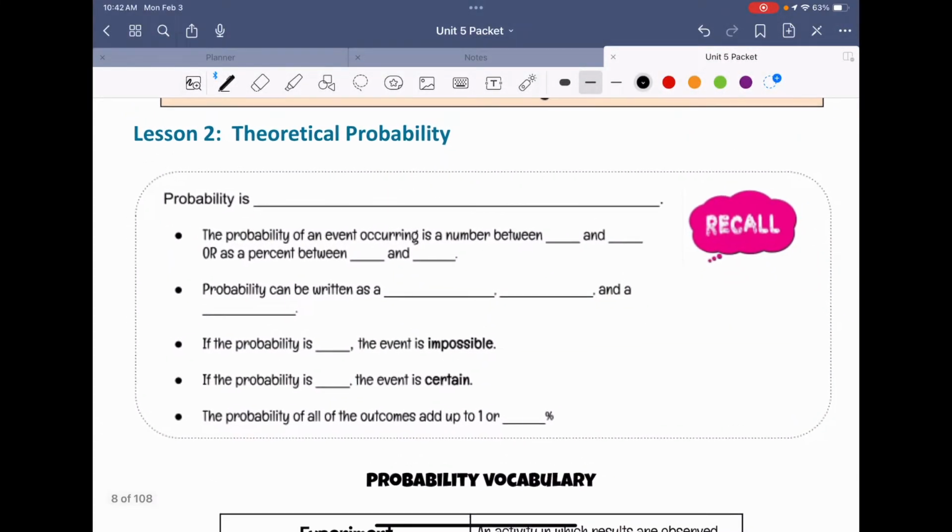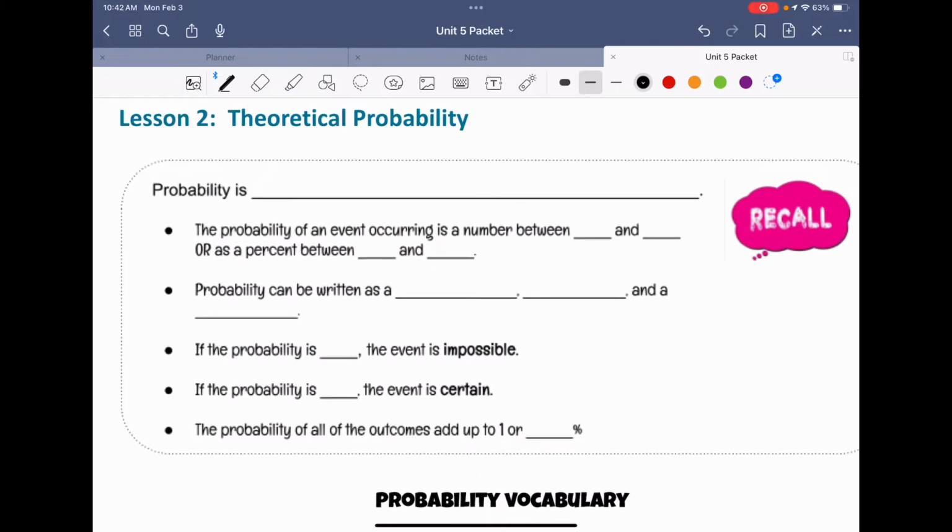Okay, we are on lesson 2. We are going to focus today on a specific type of probability, which is called theoretical probability. So just as a little reminder, probability is how likely an event is to occur.